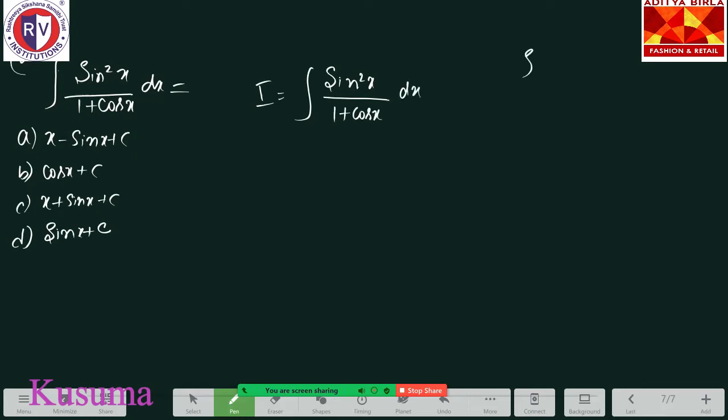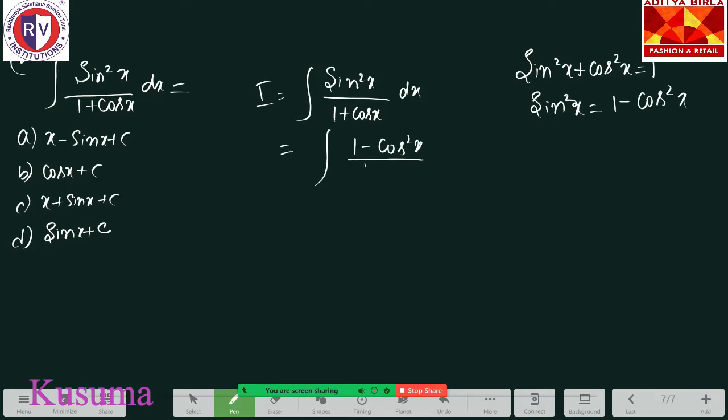We know that sin square x plus cos square x is equal to 1, right? So we can write sin square x as 1 minus cos square x. So this will become the integration of 1 minus cos square x divided by 1 plus cos x into dx. I can also write this 1 as 1 square, that doesn't make any difference, right?